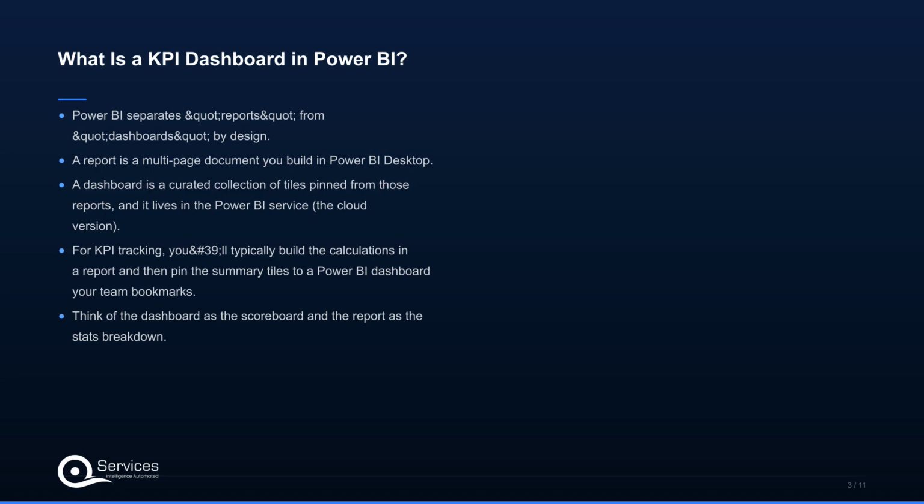A report is a multi-page document you build in Power BI Desktop. A dashboard is a curated collection of tiles pinned from those reports, and it lives in the Power BI service. For KPI tracking, you'll typically build the calculations in a report and then pin the summary tiles to a Power BI dashboard your team bookmarks. This distinction matters because Power BI dashboards can be shared across the whole organization, embedded in SharePoint, or pushed to mobile devices, while reports stay behind the authoring layer. Think of the dashboard as the scoreboard and the report as the stats breakdown.